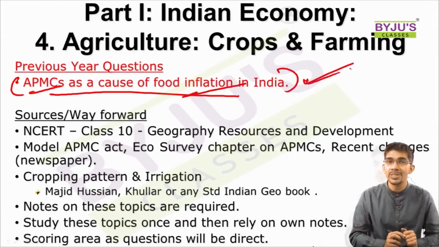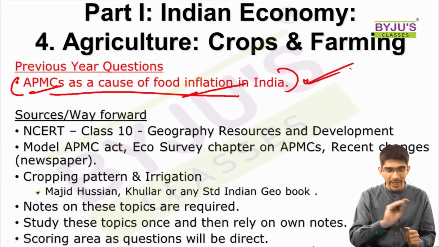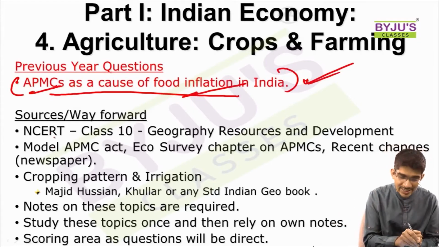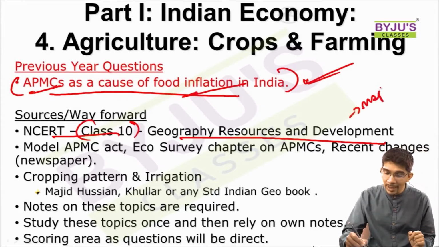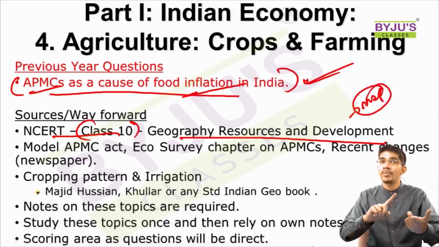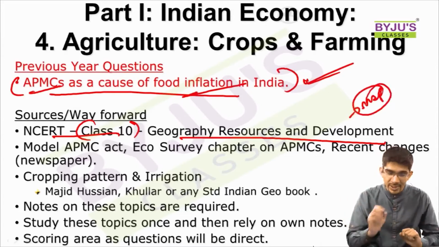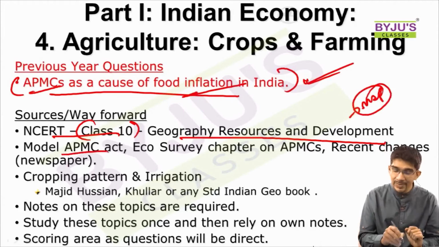Very high scoring question if you had understood the concepts beforehand. So what are the sources? NCERT Class 10, an extra NCERT being discussed here, Geography: Resources and Development, because this will give you good map-based knowledge about irrigation, about the different cropping patterns, etc. An important source: the Model APMC Act.